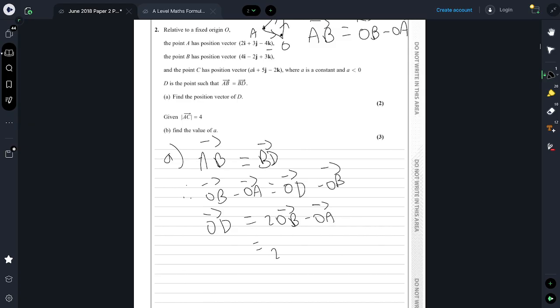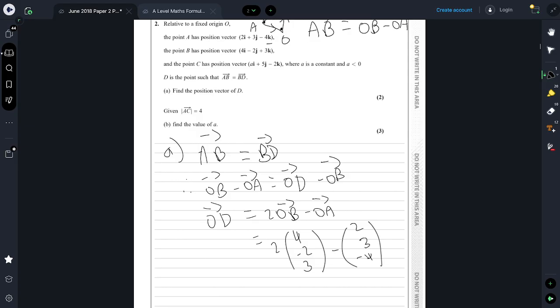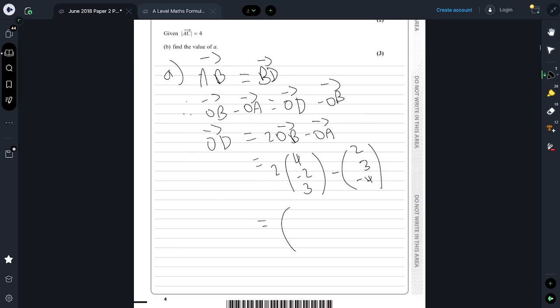So what's OB? 2 lots of, and I'm going to do the column vector. OB is (4, -2, 3). Remember how you can convert ijk into this. That is perfectly acceptable and makes it quicker to write. And then OA is (2, 3, -4). Let's check that's right. Lovely. And we just work this out. Vector addition and subtraction work the way you expect, so subtract entry-wise. 2 times 4 is 8, minus 2 is 6. 2 times -2 is -4, minus 3 is -7. And 2 times 3 is 6, minus -4, so 6 plus 4, which is 10. And that would be your position vector D.